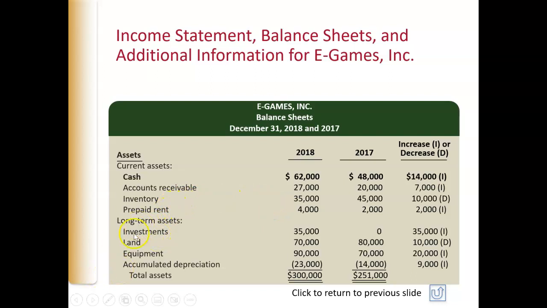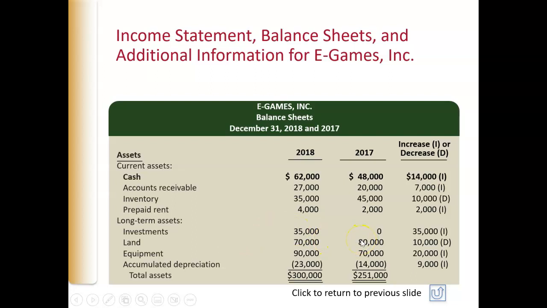Then we show our long-term investments. We can tell here, guys, in 17 our investments were $0. In 18 our investments were $35,000. Didn't we need cash to probably get that investment? We don't know yet for sure. We'll need more information. But if in fact we paid that with cash, that would have been a use of cash and investing, isn't it?